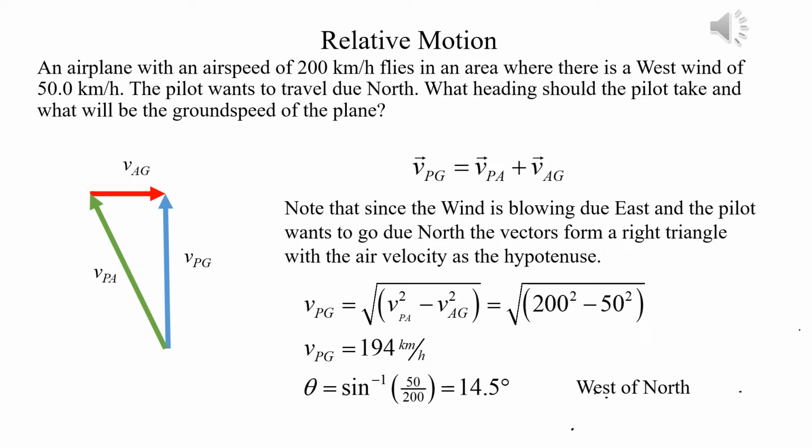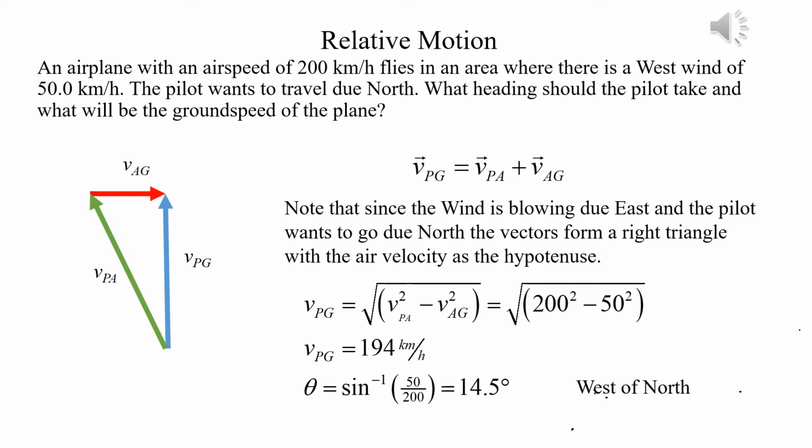So we have the velocity of the plane with respect to the air vector shown in green, and the velocity of the air with respect to the ground, which is the west wind blowing towards the east. We want the green vector plus the red vector to add up to the blue vector. Now notice in this situation, we end up with a right triangle. Okay, so this makes it simple to solve.